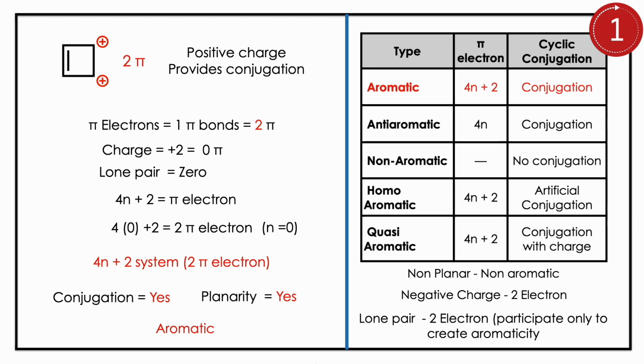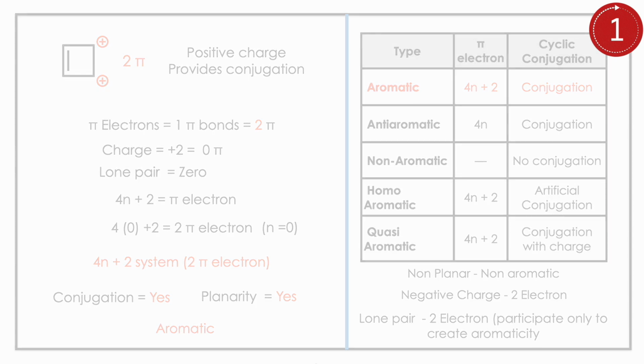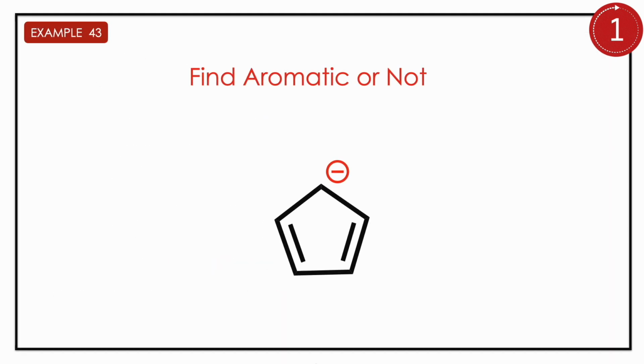No lone pair, so 0. It's a 4n plus 2 system where n equals 0 with 2 pi electrons and it has conjugation because positive charge helps for the conjugation. The compound is definitely planar because all carbons are sp2 hybridized. So the given compound is aromatic. So 4n plus 2 system, conjugation, planar means the given compound is aromatic.